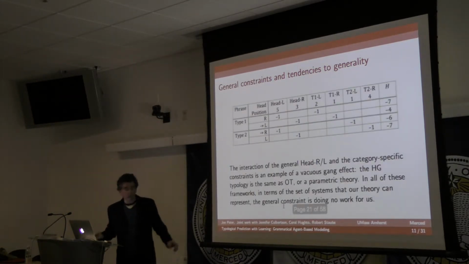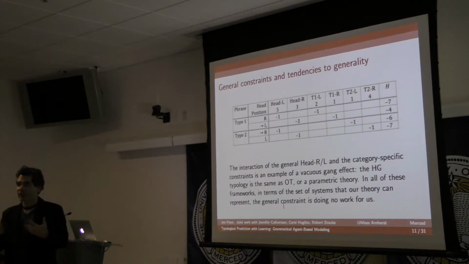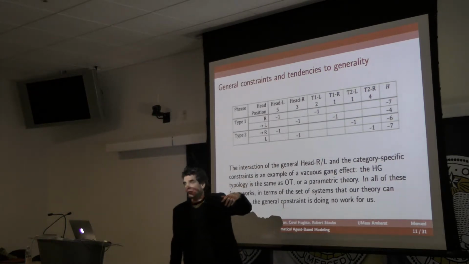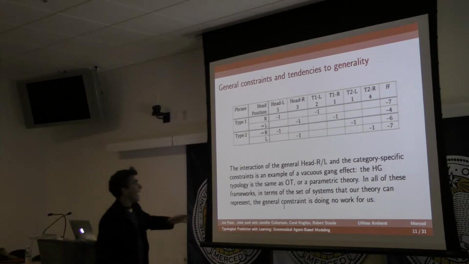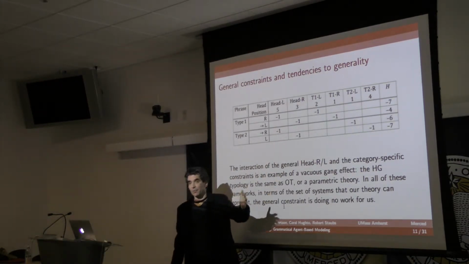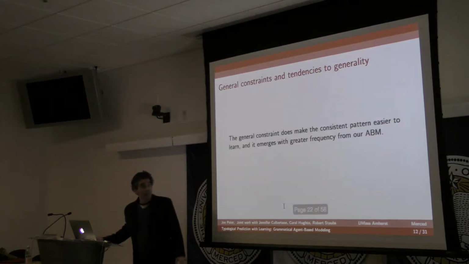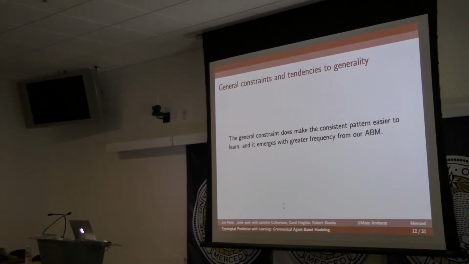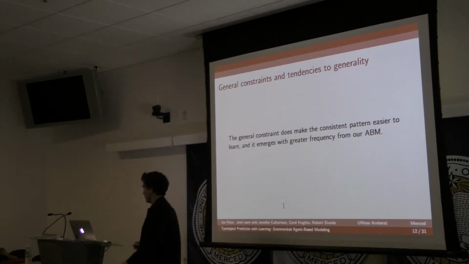Okay, so just to back up for a second, if we're just trying to get what languages can exist and which languages can't, if we just want a theory about what a possible language is, we could just throw out this general constraint, because with all the specific constraints, we can represent all of the patterns that we find. Some languages have consistent headedness, other languages don't. We can represent them all perfectly fine. Adding this general constraint doesn't change the typological predictions, in the sense of generating different sets of languages. But the general constraint does make learning of consistent headedness easier, and it will make languages with consistent headedness emerge more frequently from our agent-based model.